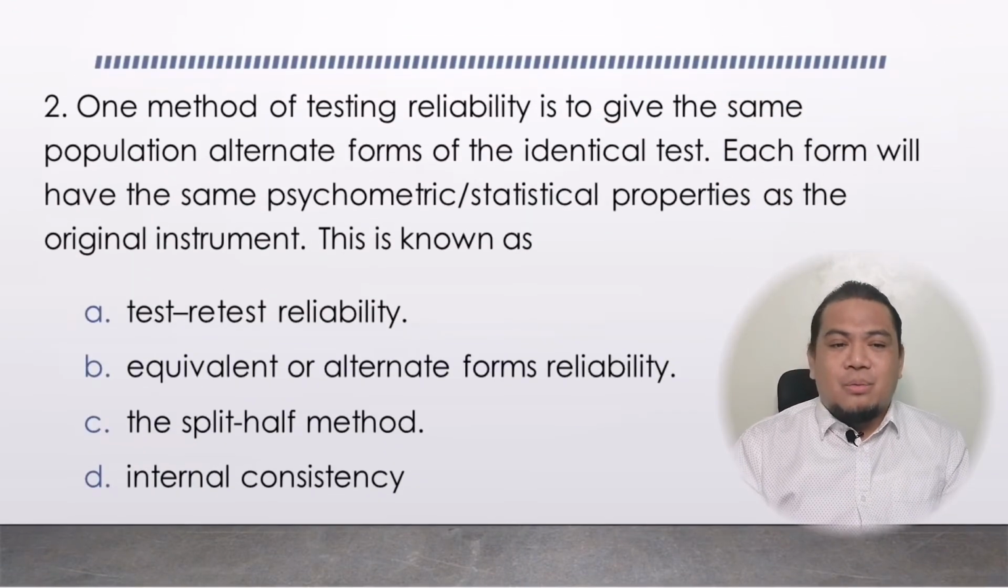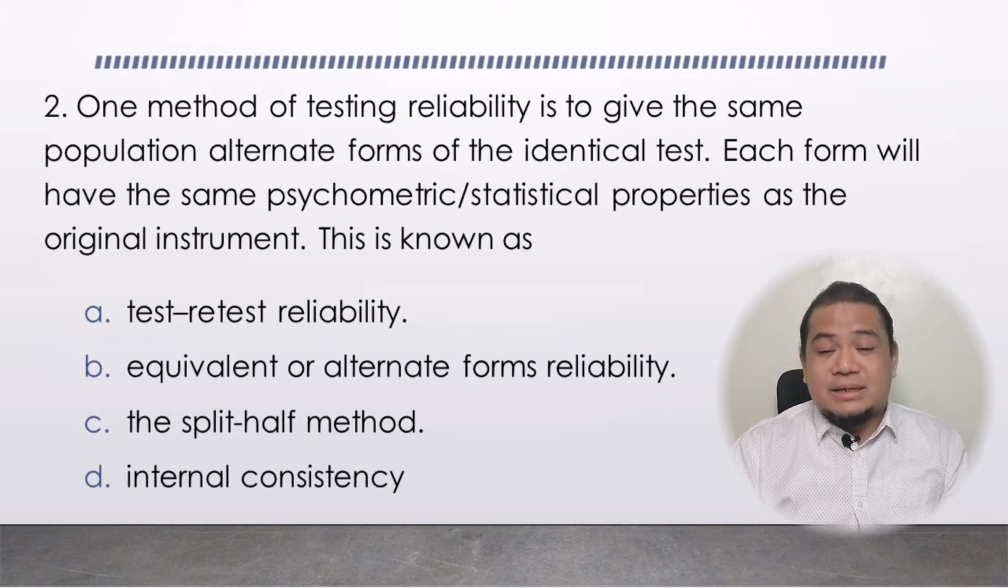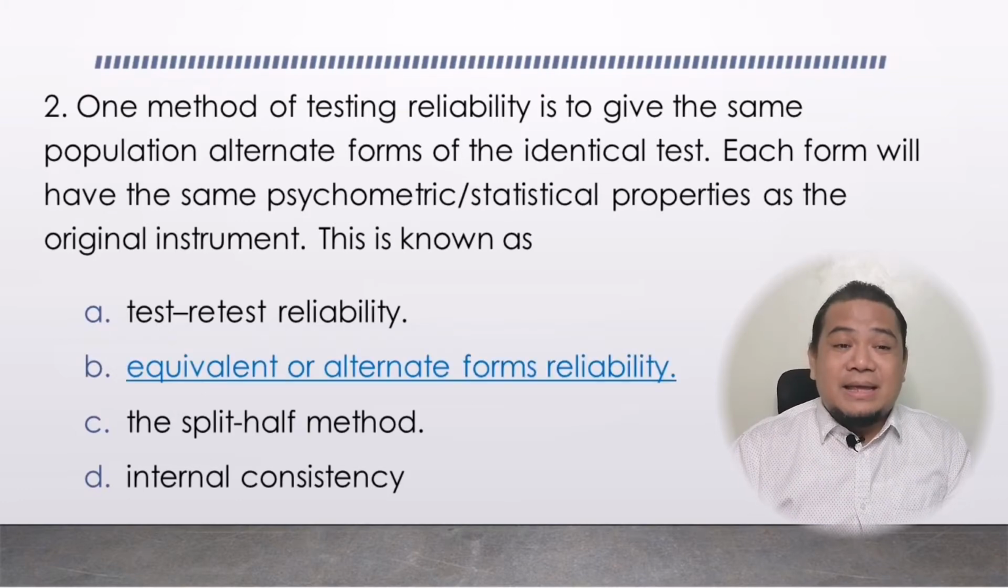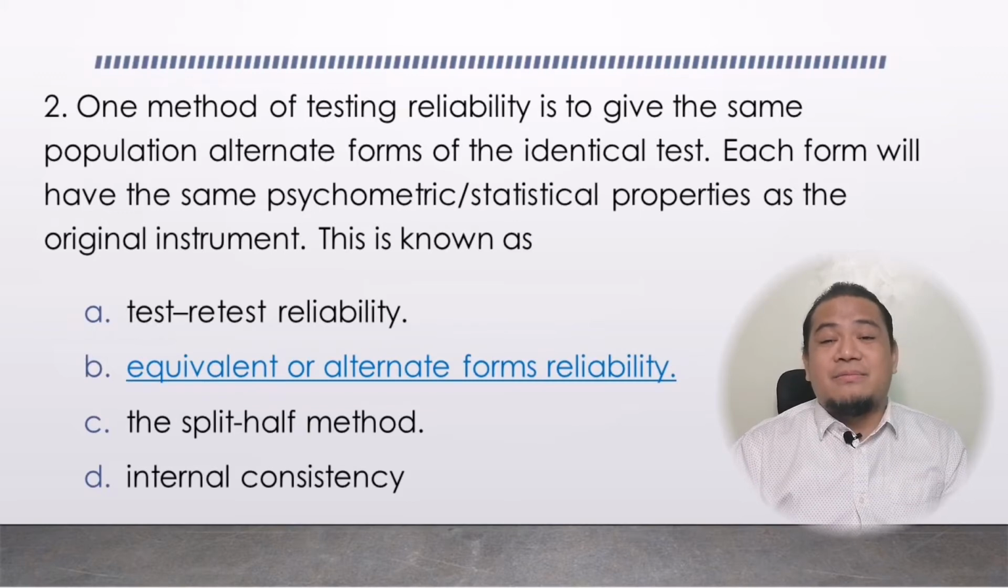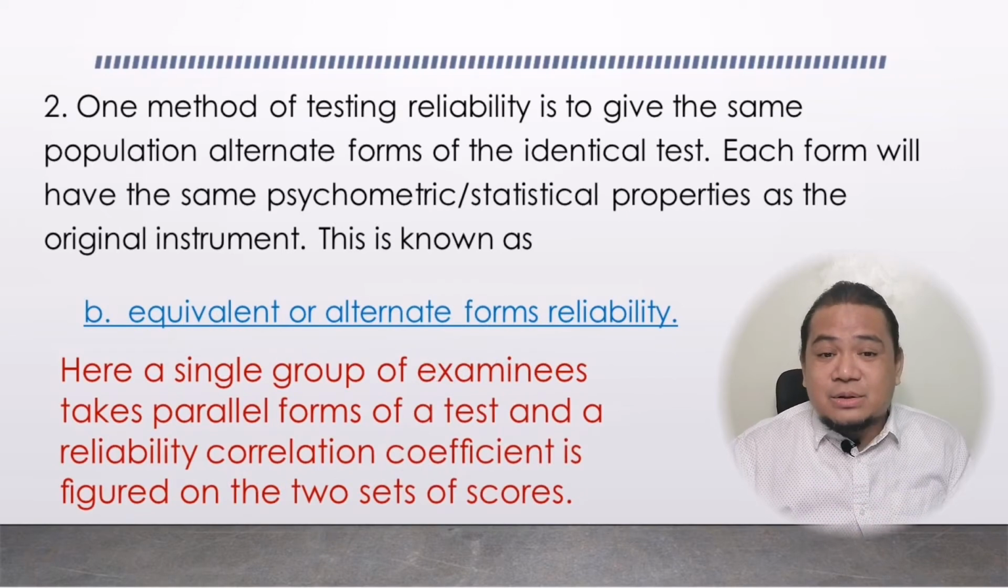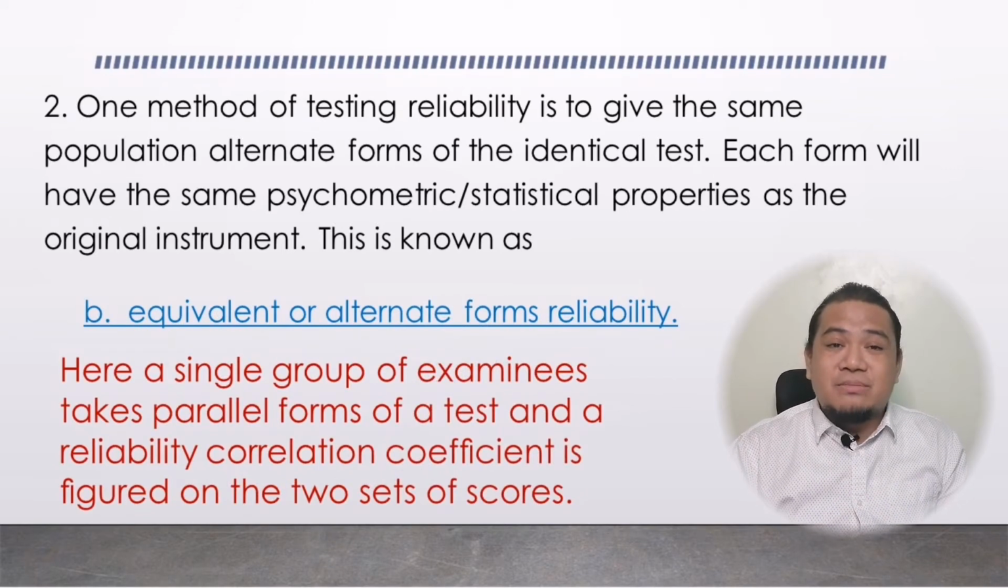Number 2. One method of testing reliability is to give the same population alternate forms of the identical test. Each form will have the same psychometric statistical properties as the original instrument. This is known as letter B, equivalent or alternate form reliability. Here, a single group of examinees takes parallel forms of a test and a reliability correlation coefficient is figured on 2 sets of scores.